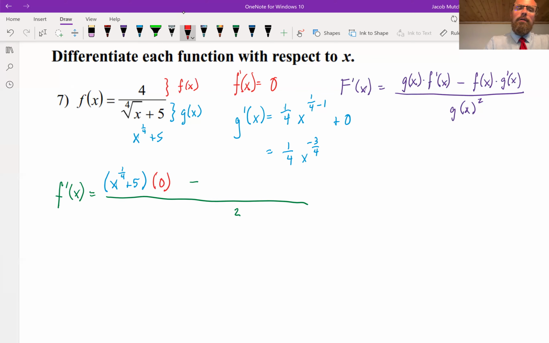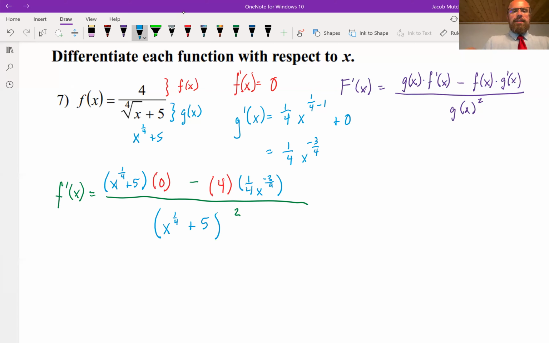That's 0. So nothing much is going to come of that first product. That's in a way gone because of the 0. So it's all down to the second product, 4 times the derivative of g of x, which we calculated to be 1/4 x to the power of -3/4. And then for my denominator, that's the original g of x squared. So that's going to be x to the power of a quarter plus 5 squared.